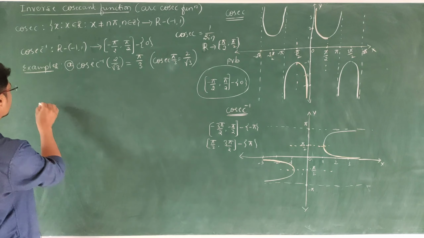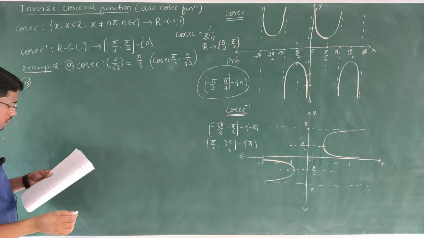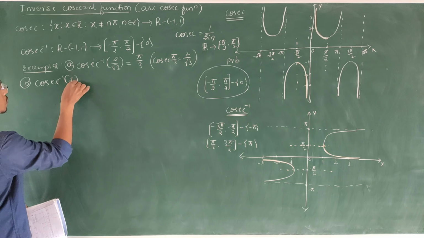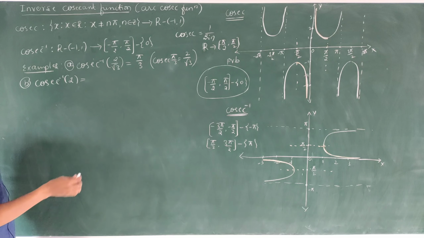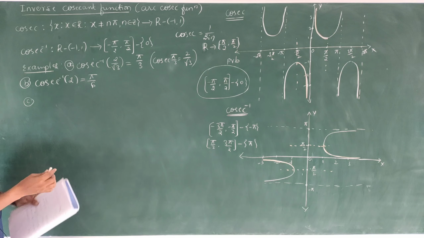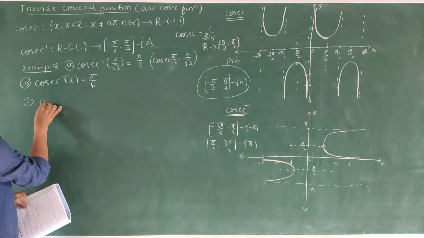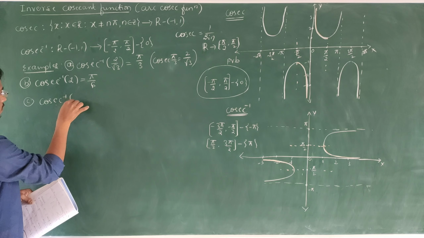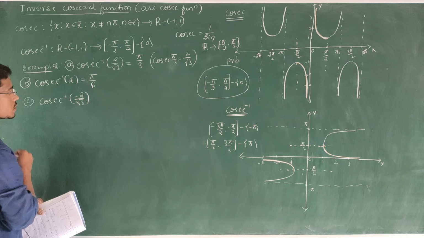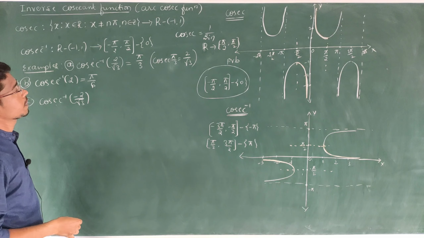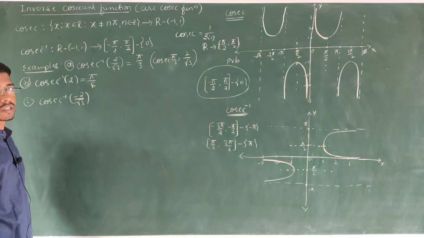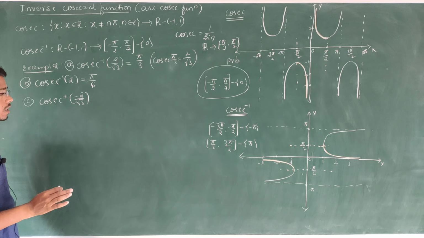B, cosec inverse of 2. So cosec is 2 when the angle is pi by 6. And C, cosec inverse of minus 2 by root 3. Our region is minus pi by 2 to pi by 2 except 0. So in the first quadrant all are positive.